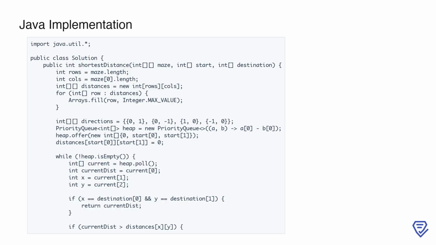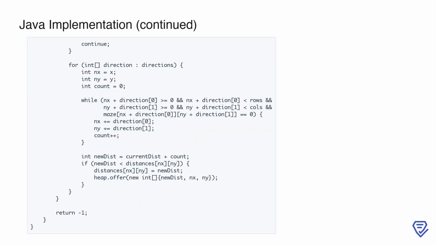We also check if the current distance is greater than the recorded distance for this cell. If it is, we skip further processing for this cell to ensure we always work with the shortest path. Next, for each cell, we explore all possible directions. Using a for-each loop, we iterate over the directions array to simulate rolling the ball in each direction. Inside the loop, we initialize nx and ny as the current cell coordinates and a count variable to track how far the ball rolls.